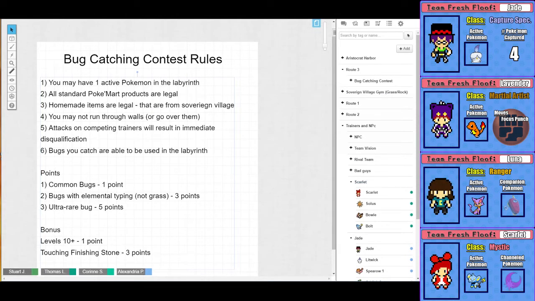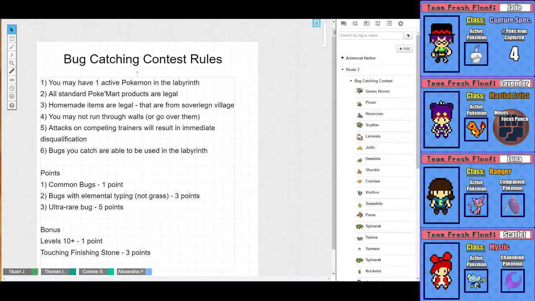Cool. Common bugs are basically any bug that is at its basic evolution, or just are, like, a Butterfree would be worth only 1 point. But why? Because it is common. Oh, okay, Butterfree's a common. That's a good thing. Bugs with elemental typing that are not grass get 3 points. So, you know, there are some bugs.